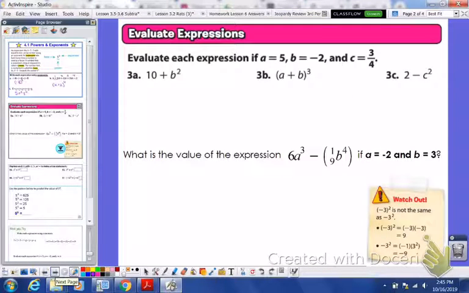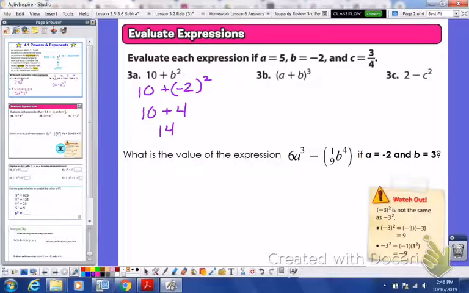Now we want to do a little bit of evaluating. So evaluate each expression if a equals 5, b equals negative 2, and c equals 3/4. So our first one, we hopefully know by now that our first step is always to show our substitution. So 10 plus negative 2 to the second. Now notice, when we substitute in with our exponents, you always put the number in parentheses. So 10 plus negative 2 times negative 2, a negative and a negative makes it positive. 2 times 2 is 4, so 10 plus 4, which then gives us 14.